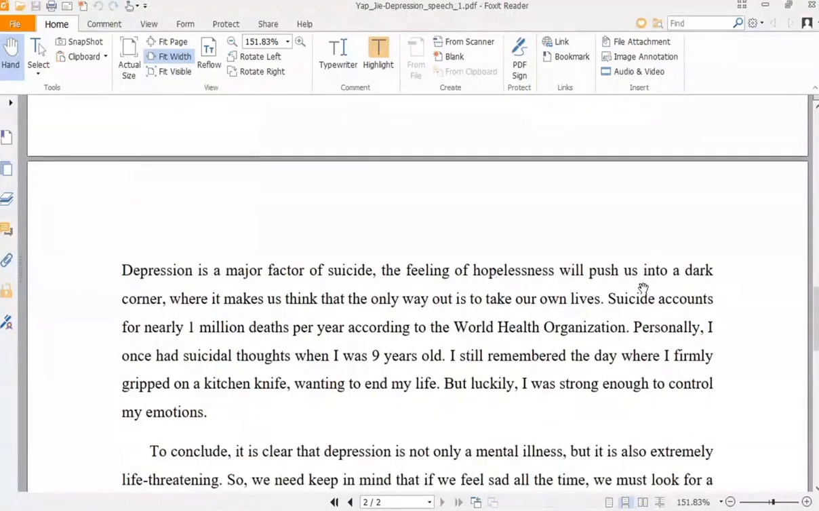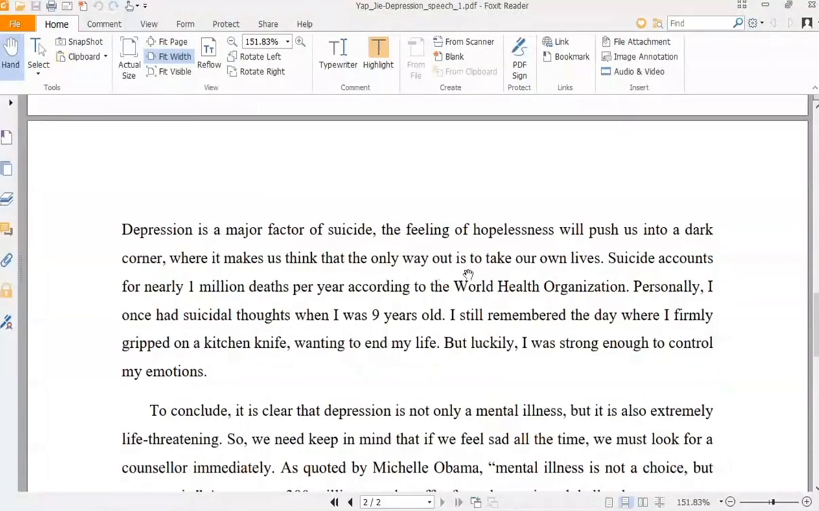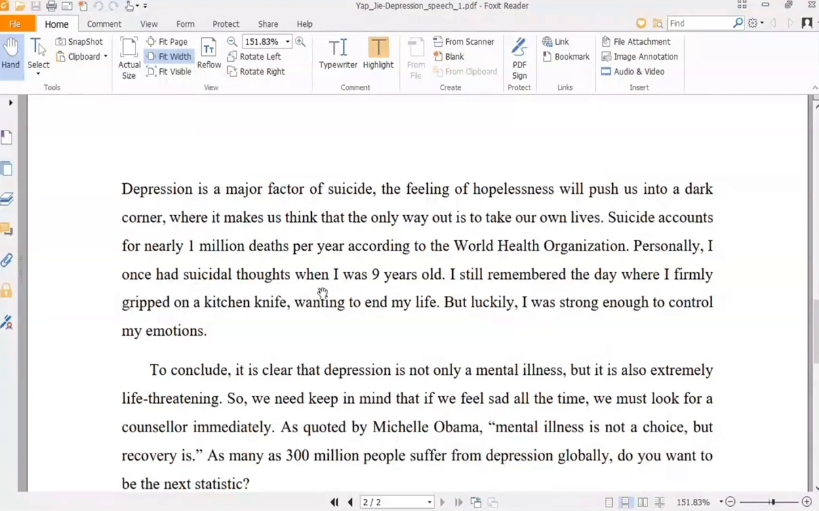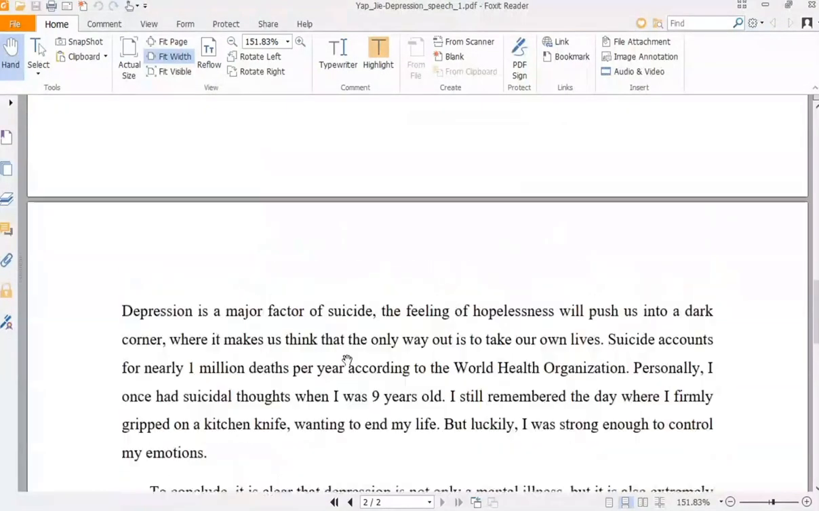The feeling of hopelessness will push us into a dark corner where it will make us think that the only way out is to take our own lives. Okay, suicide accounts for nearly 1 million deaths per year according to the World Health Organization. Again, there's an external source here to support what he's saying. Personally, I once had suicidal thoughts when I was 9 years old. I still remember the day where I firmly gripped on a kitchen knife wanting to end my life. But luckily, I was strong enough to control my emotions.